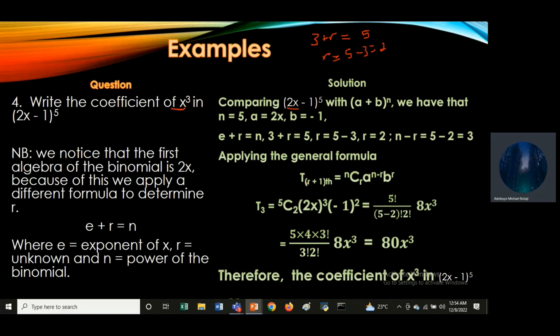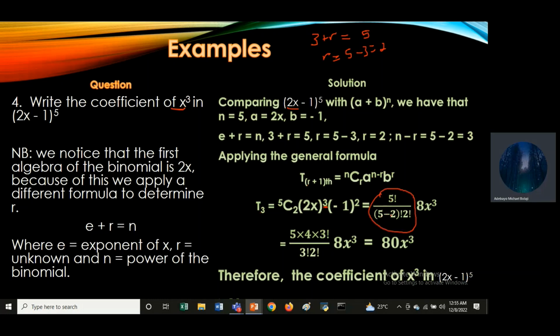So let's continue. Now, this r, right? So 2 plus 1 is equal to 3. That's why we have T3 here. Then this will be 5 combination 2 because 5 combination r. Our a is what? Is 2x. So n minus r, that's 5 minus 2. 5 minus 2 is what? Is 3, right? Then b is what? Is minus 1. So we have minus 1 raised to the power of r. R is what? Is 2. So 5 combination 2 will give us this.